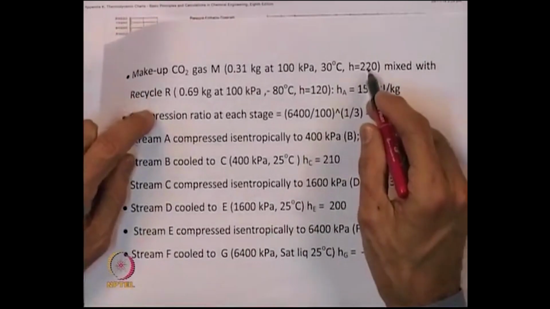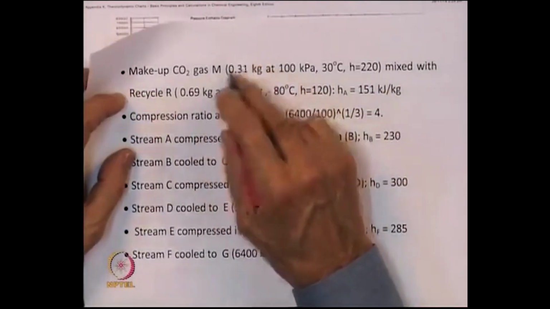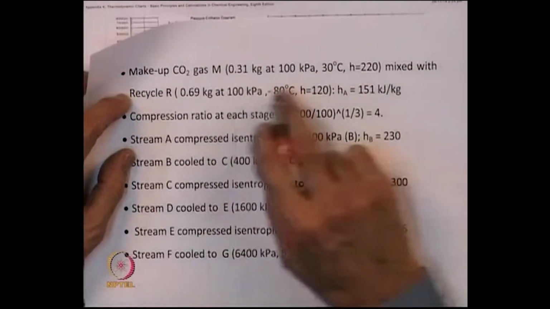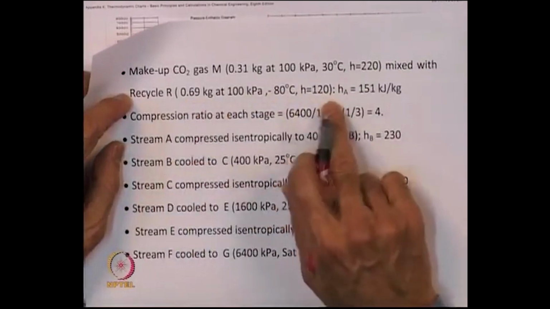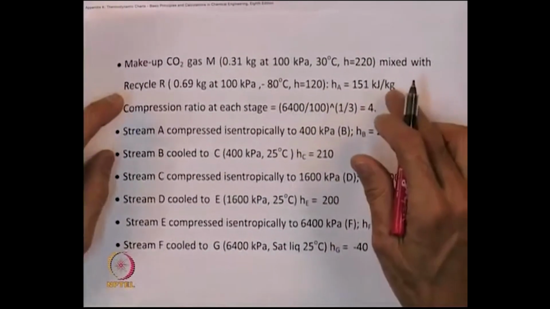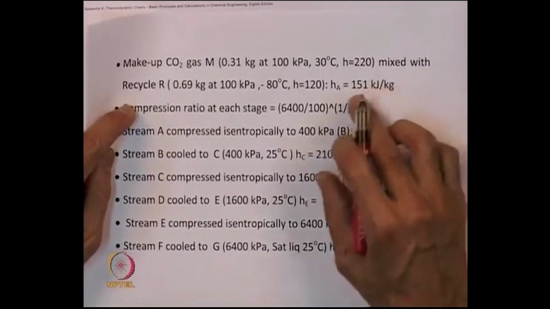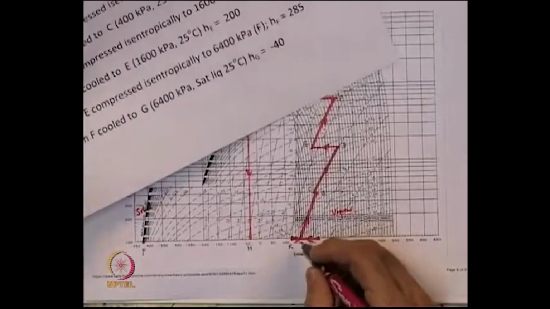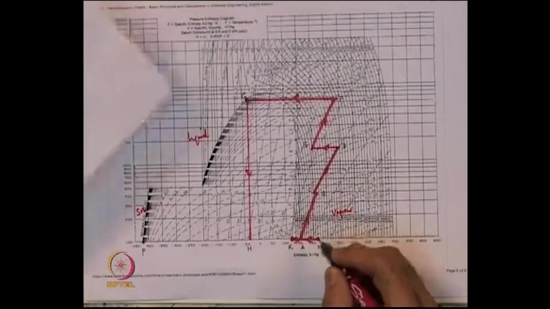It is an average of 220 and 120 in the ratio of 0.31 to 0.69. So, 0.31 times 220 plus 0.69 times 120 will give you 151. This locates point A. Point A is at 100 kPa that we know, and 151 kilojoules per kilogram. So, that locates point A on the chart.